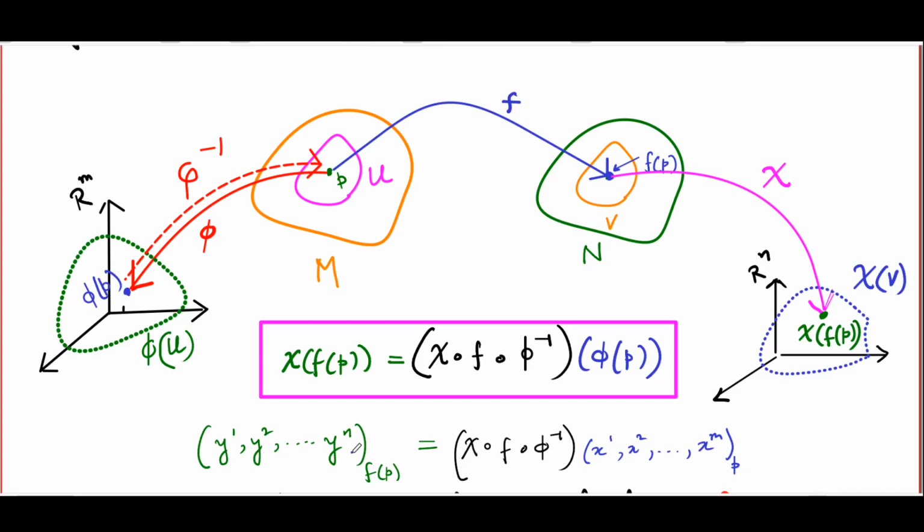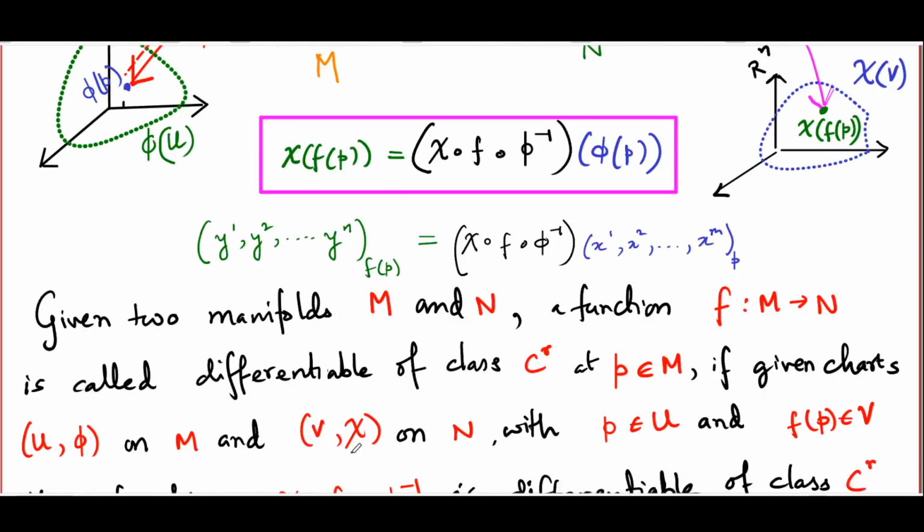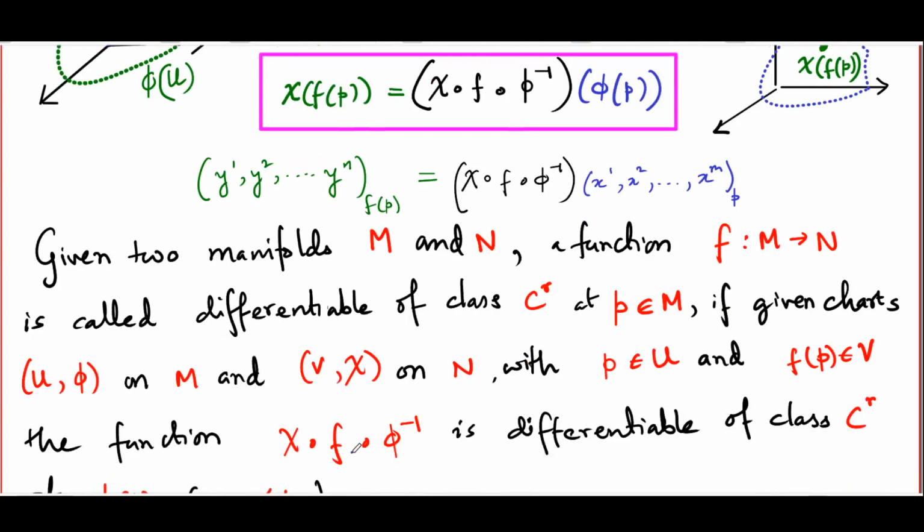So now what we have done is we have translated this function, which was between two manifolds, into a new function, our proxy function in this case, which acts between an open subset phi of U of R^m and another open subset chi of V of R^n. And here we can carry out standard calculus. This allows us to define differentiability of a function between two manifolds M and N in the following manner.